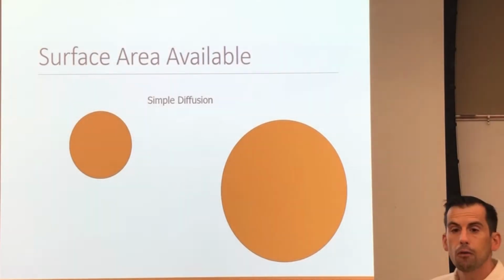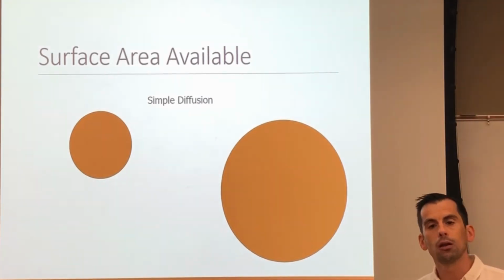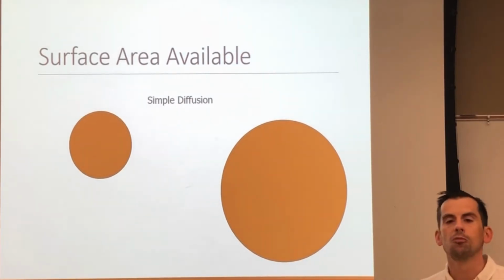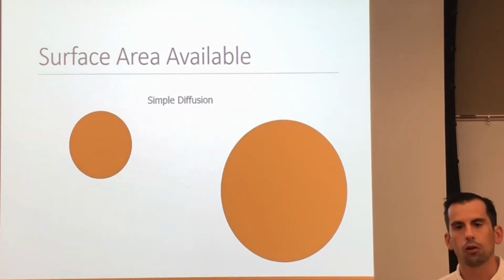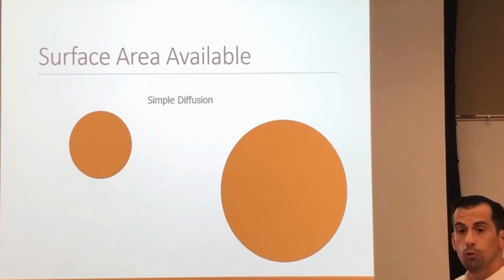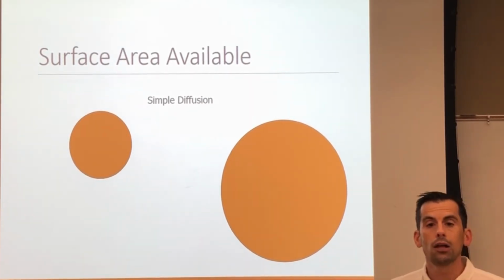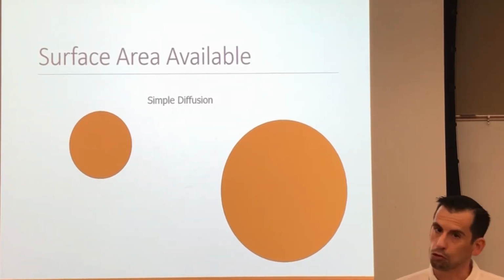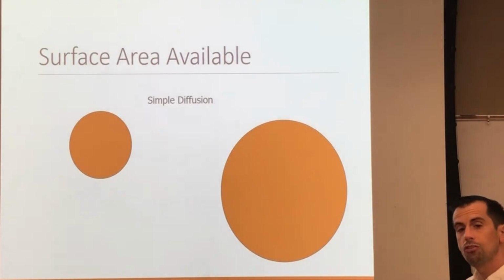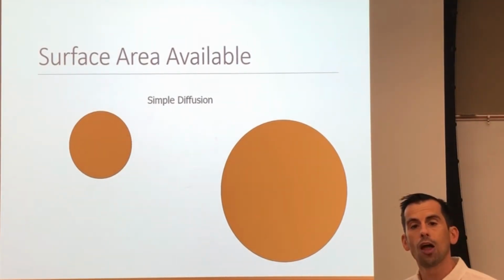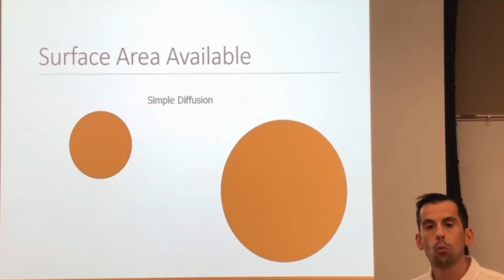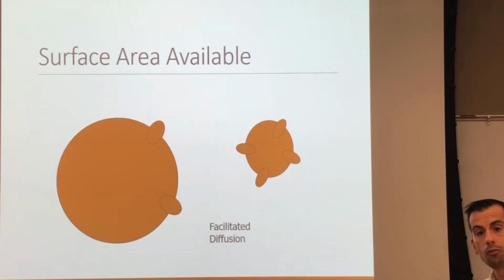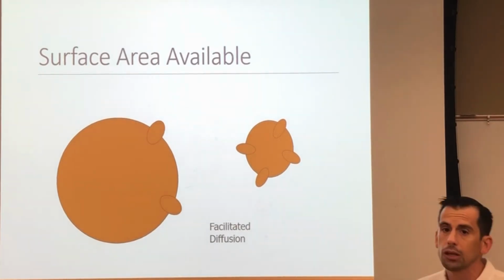When we look at surface area available, this isn't always abundantly clear to a student. If we're only looking at simple diffusion, the bigger the cell, the more surface area that's available. That's pretty clear cut. When we're talking simple diffusion, remember, we're drifting directly through the plasma membrane. The more membrane we have, the more surface area is available. So the general trend is the greater the surface area available for transport, the quicker we see that rate.